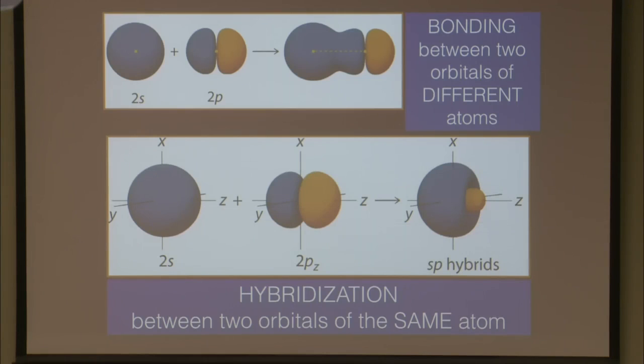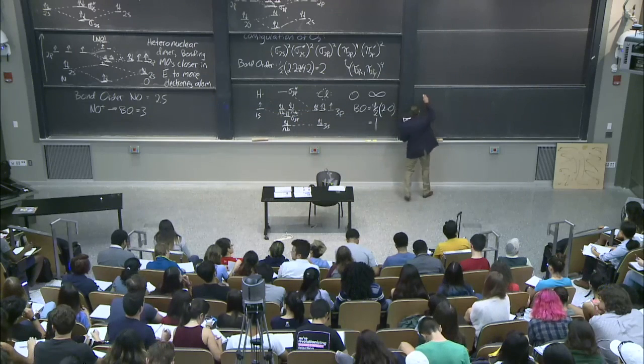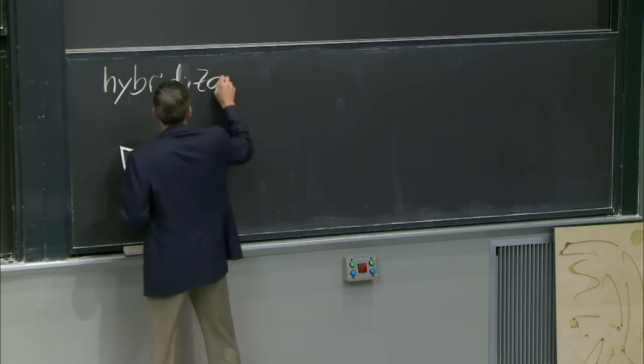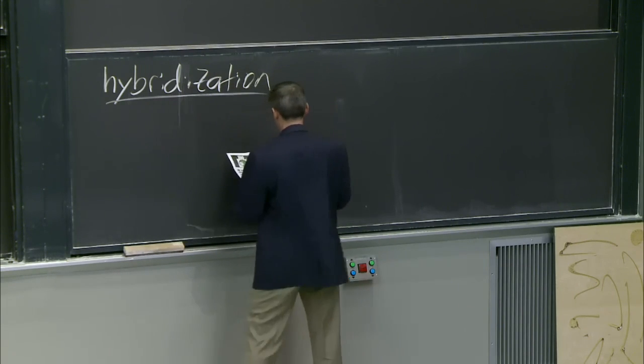sp, same atom, forms an sp orbital. It's called a hybrid orbital. All right, so we're going to give a couple of examples. This is hybridization. We give a couple of examples and then why this matters.